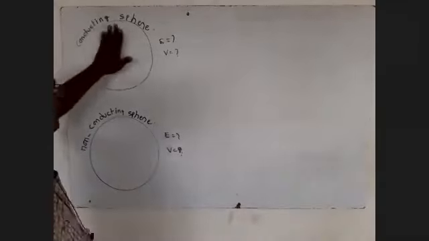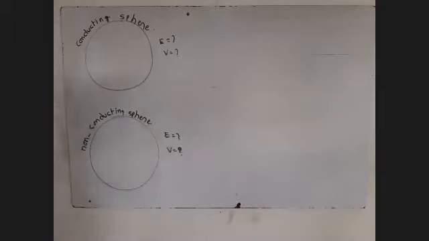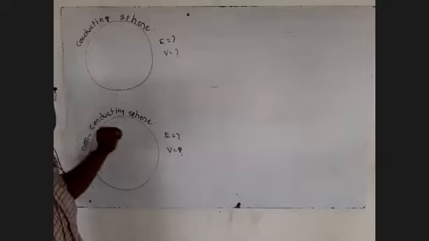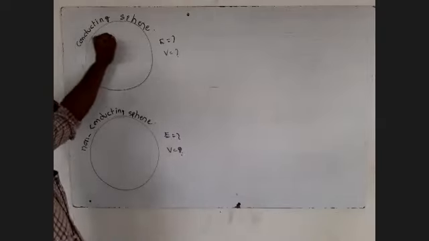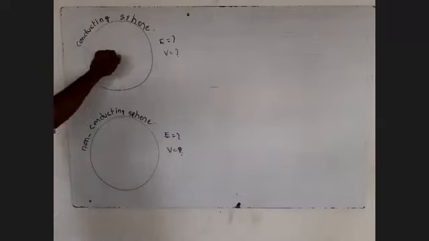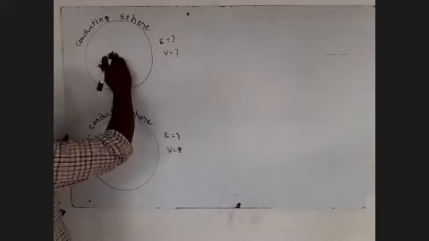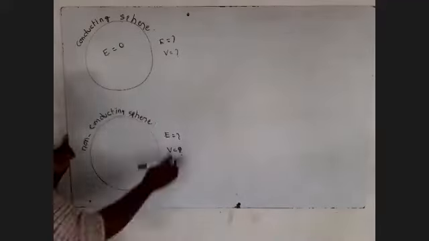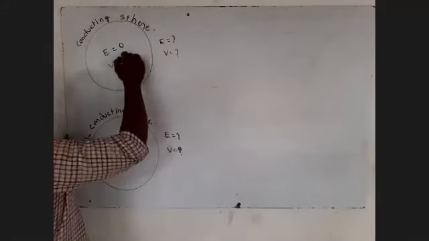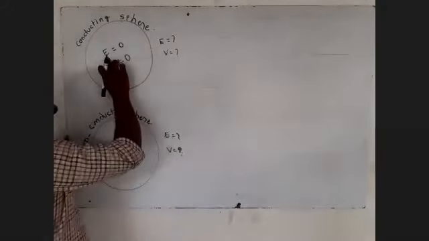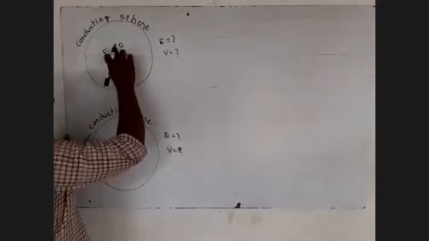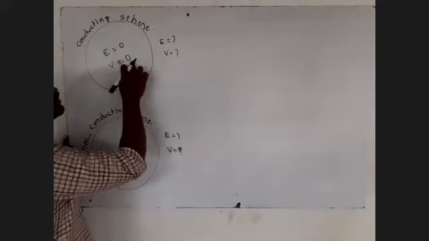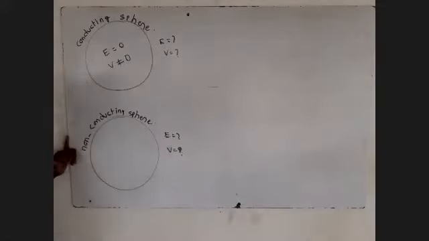So this is conducting, this is non-conducting. Conducting sphere means a cell. Inside, the electric field is zero, but inside, the electric potential is not zero. So the electric field inside the conducting sphere is zero, but the electric potential is not equal to zero inside the conducting sphere.